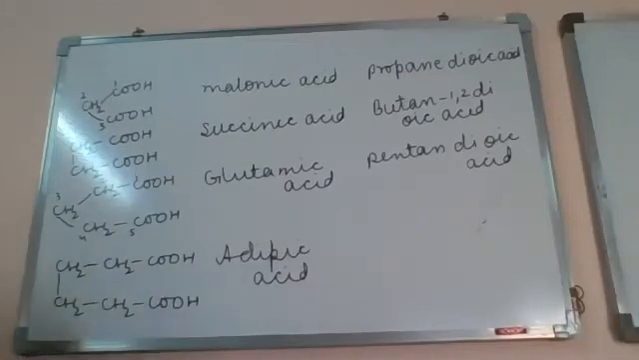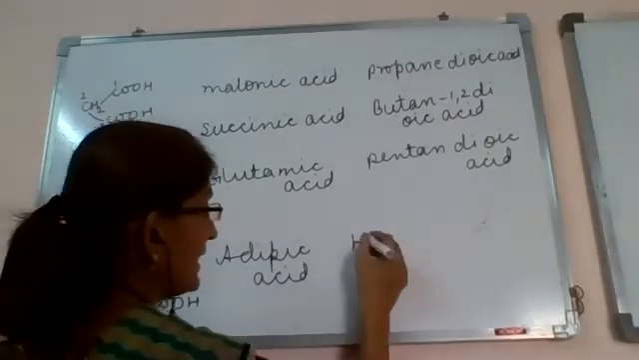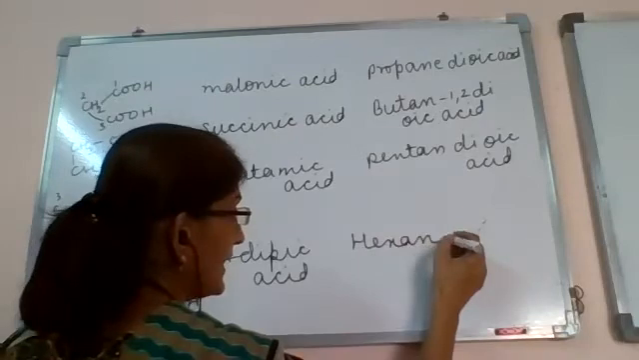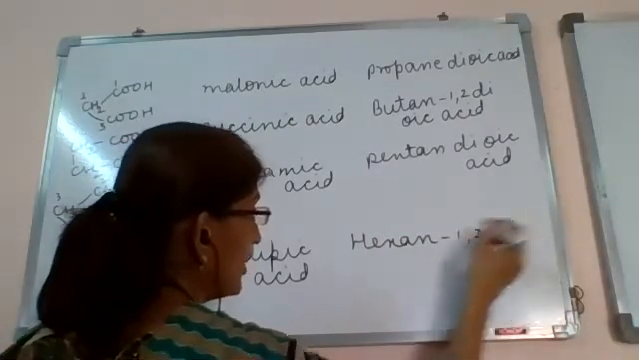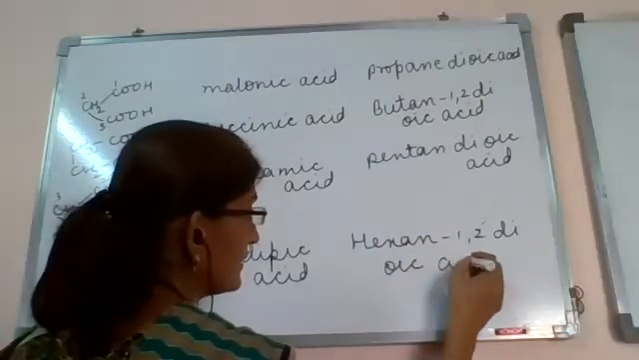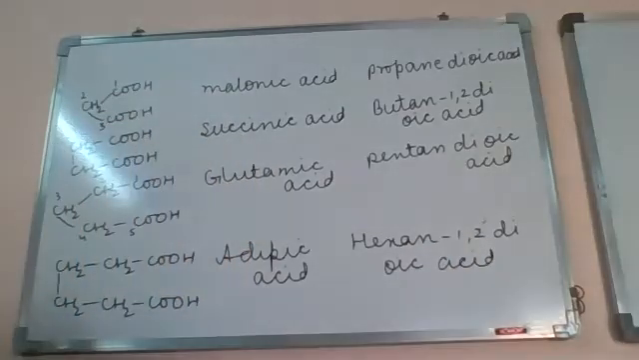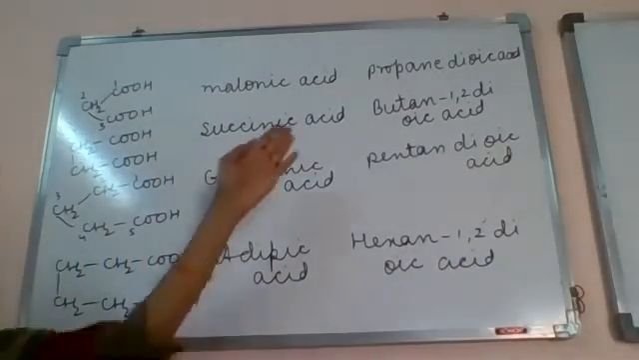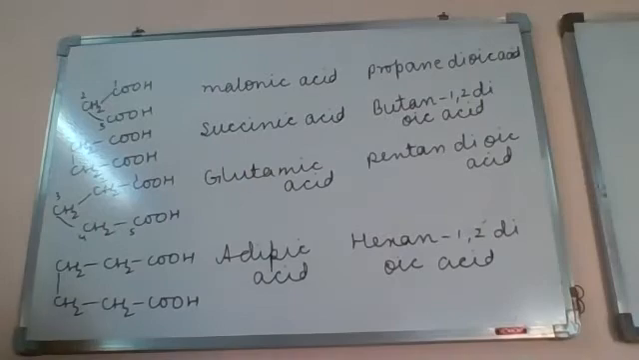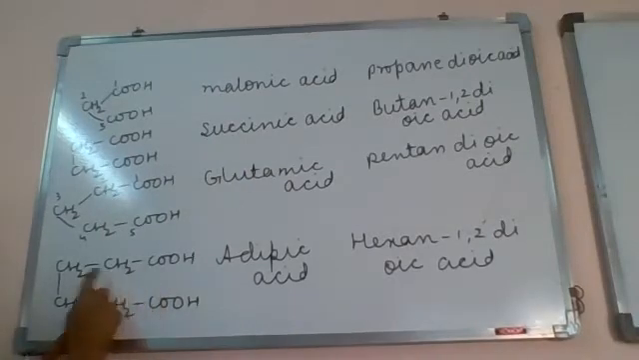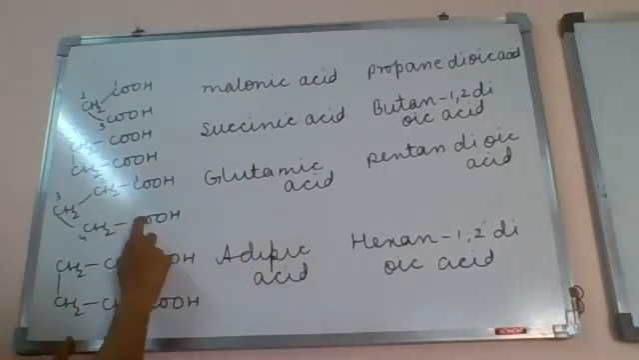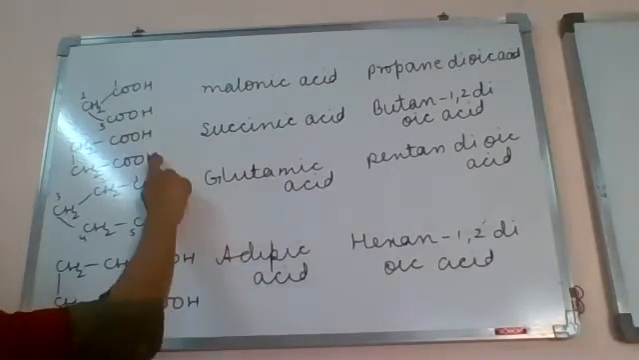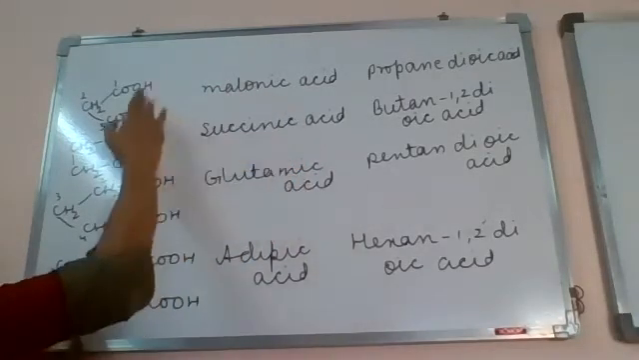What is the IUPAC name for adipic acid? It is hexane dioic acid. Hexane dioic acid. Here common names are important. IUPAC names we can give because we have rules. 6 carbon atoms, so it is hexane dioic. 5 carbons, so pentane dioic. 4 carbons, so butane dioic acid.